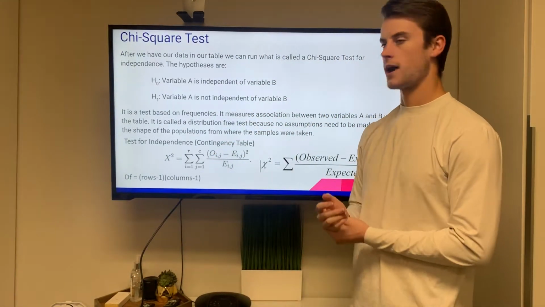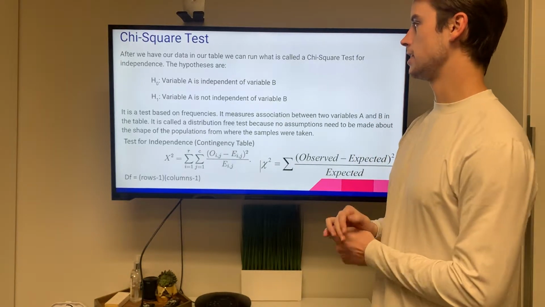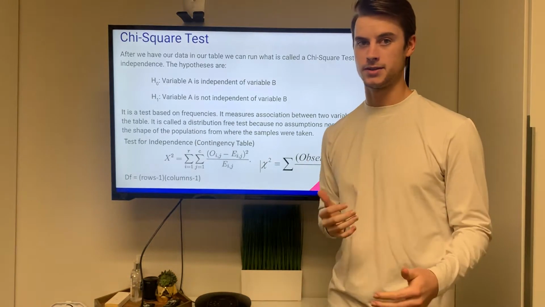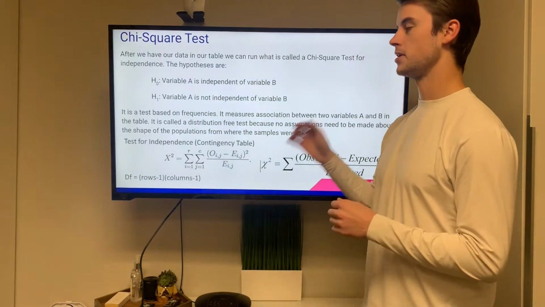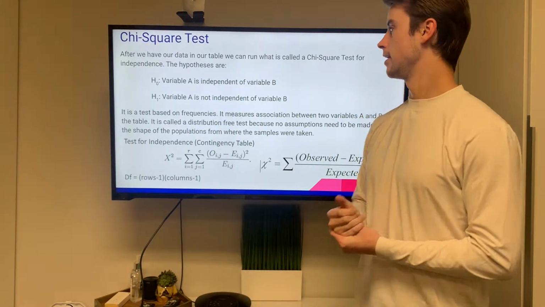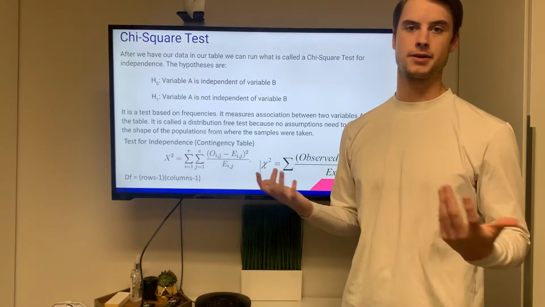But let's get into the actual chi-square test itself, okay? We have our data in our table and we can run what's called a chi-square test, and we run it for independence, right? So we can run a test for independence, and if we find that it's not independent, they're dependent basically.